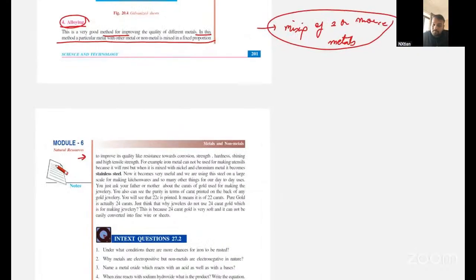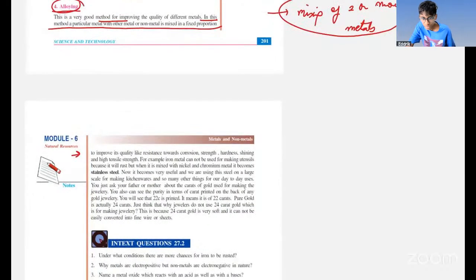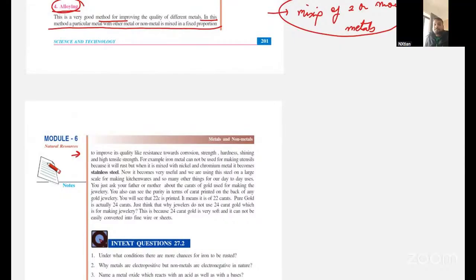For example, iron metal cannot be used for making utensils because it will rust, but when it is mixed with nickel and chromium metal, it becomes stainless steel. Now it becomes very useful, and we are using steel on a large scale for making kitchenware and so many other things for our day-to-day uses. You can ask your father and mother about the carats of gold used for making jewelry. You can also see the purity in terms of karat printed on the back of any jewelry.